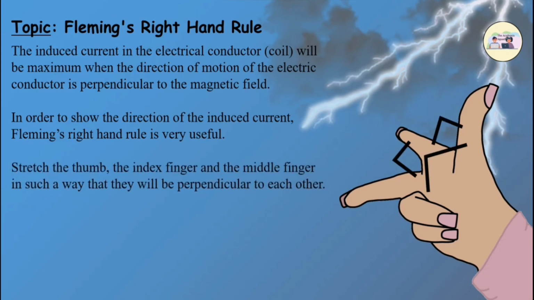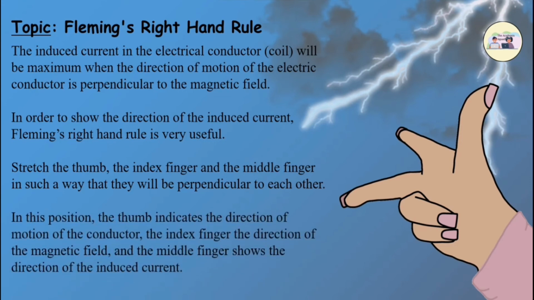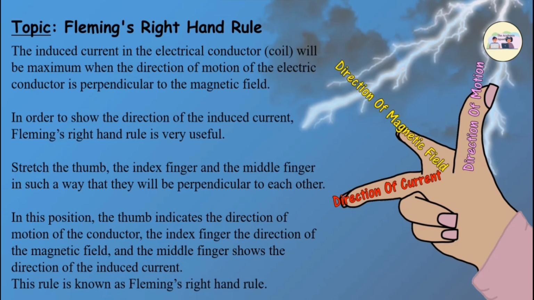Stretch the thumb, the index finger and the middle finger in such a way that they are perpendicular to each other. In this position, the thumb indicates the direction of motion of the conductor, the index finger indicates the direction of the magnetic field, and the middle finger shows the direction of the induced current. This rule is known as Fleming's right-hand rule.